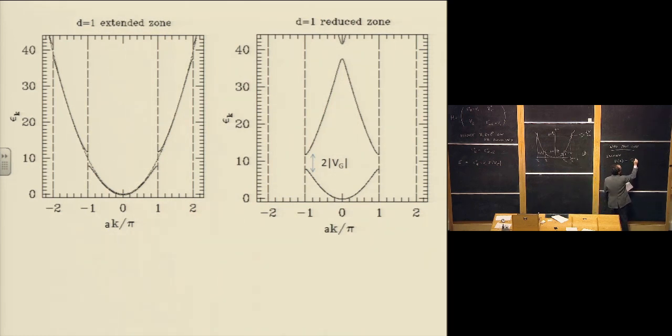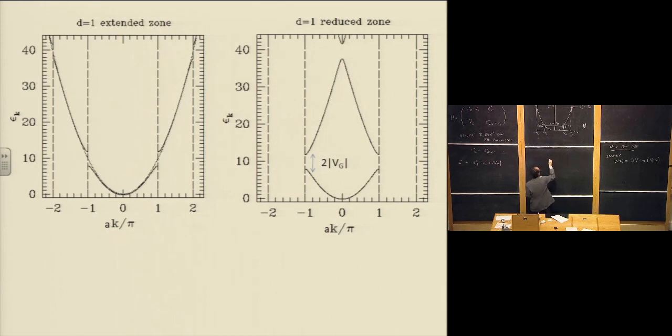So V of x, we'll choose it to be 2 V twiddle cosine 2 pi over A times x. That's a nice periodic potential. Maybe I'll even draw that periodic potential. Everyone probably knows what it looks like, but I'll draw it anyway.